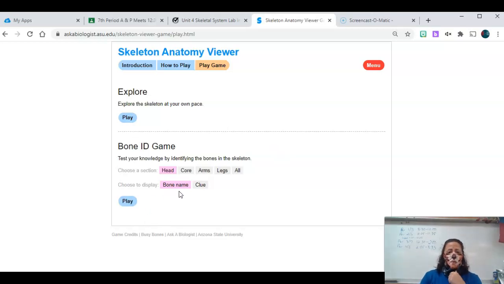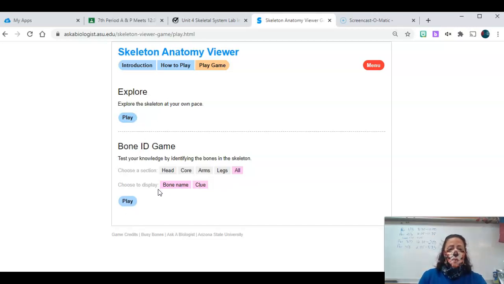Now, for this one, if you want to practice with individual sections, you can. But I need you to click all when you're doing this to submit it, okay? And again, I would do the name and the clue just to make it easier.